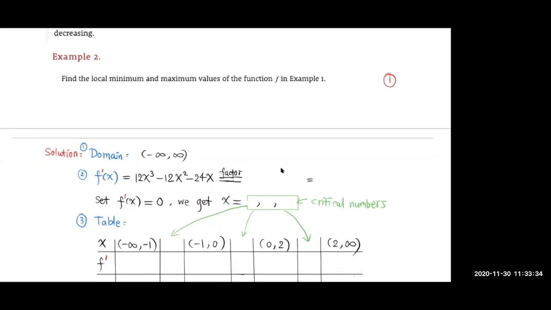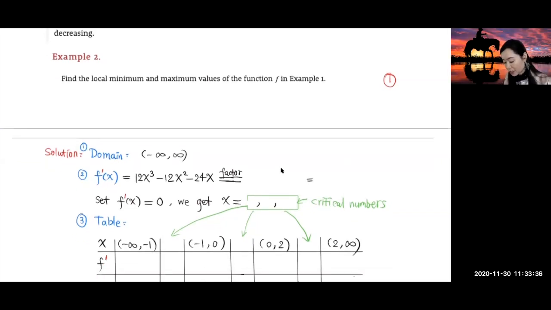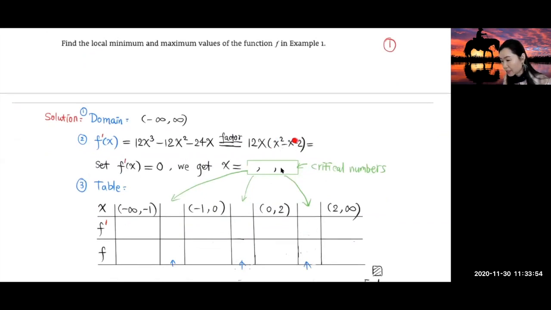Good. And then you factor this, because we try to find the critical numbers, we will set it equal to 0. So it's better to factor so we can solve. We take out the greatest common factor, which is 12x. Then inside the parentheses, we use trial and error to factor. What do you get? You get x minus 2 times x plus 1. And here you have 12x, so 12x times this.